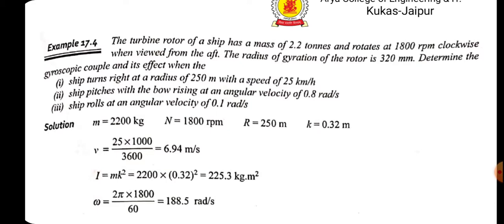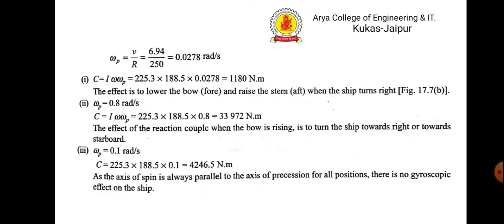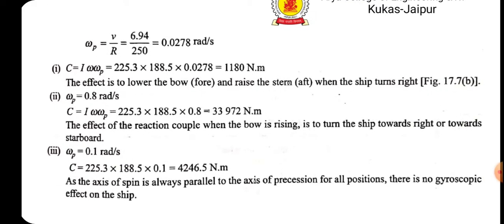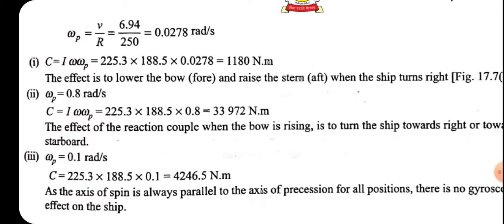So first one is that the ship turns right at a radius of 250 meter with a speed of 25 kmph. So it is I omega omega p. So we have calculated the gyroscopic couple. What is the effect? To lower the bow and raise the stern, when the ship turns right.